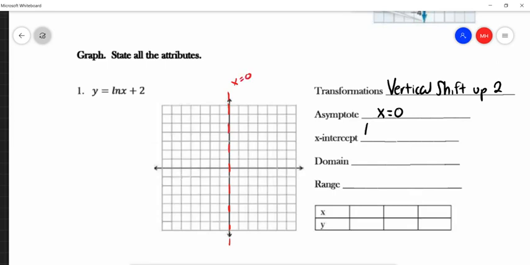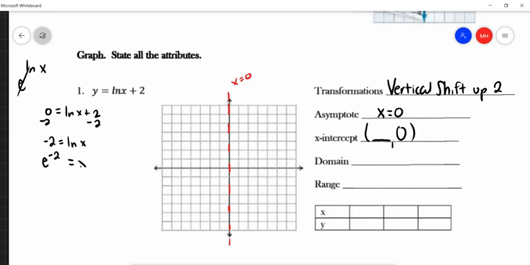Intercept is the point, for x-intercept, the point number, comma 0. So we're going to plug in 0 for y. 0 equals ln of x plus 2. I want the ln by itself this time, so I'm going to subtract 2. Negative 2 equals ln x. I'm going to take the e of both sides. It's my inverse. Means I get e to the negative 2. And if I have e to the ln x, those cancel and I'm just left with the x. So inverse will cancel each other. So our intercept says e to the negative 2, comma 0.